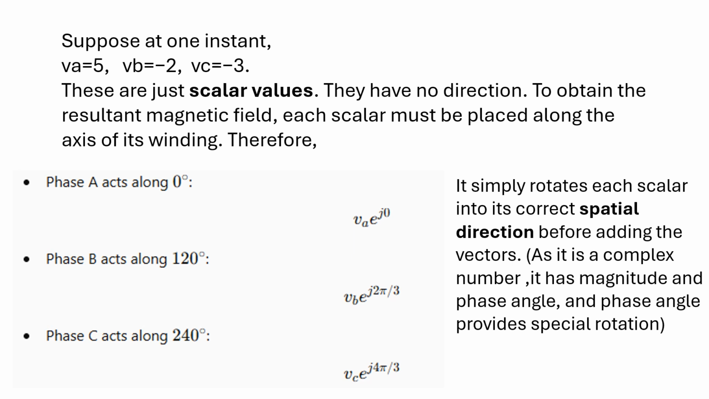Therefore, phase A acts at 0 degree, that is VA e^(j0). Phase B acts at 120 degree, VB e^(j2π/3). Phase C acts at 240 degree, VC e^(j4π/3). Here, this represents a complex form. e^(j0) means cos 0 plus j sin 0. e^(j2π/3) is cos 2π/3 plus j sin 2π/3. As a complex number, it has a magnitude and a phase angle. So that phase angle provides the spatial rotation for us.